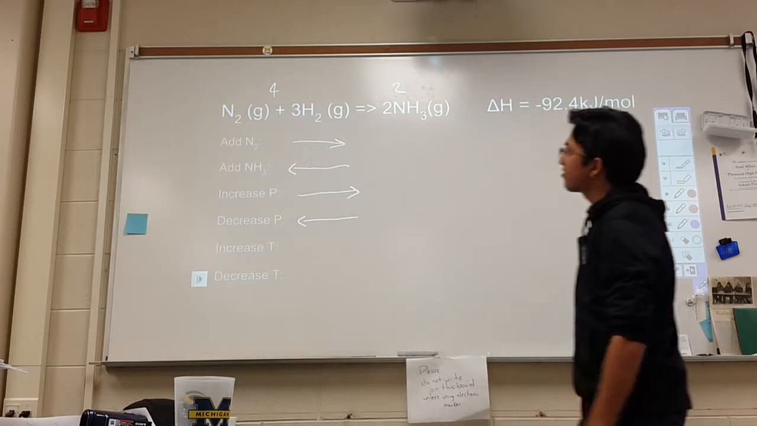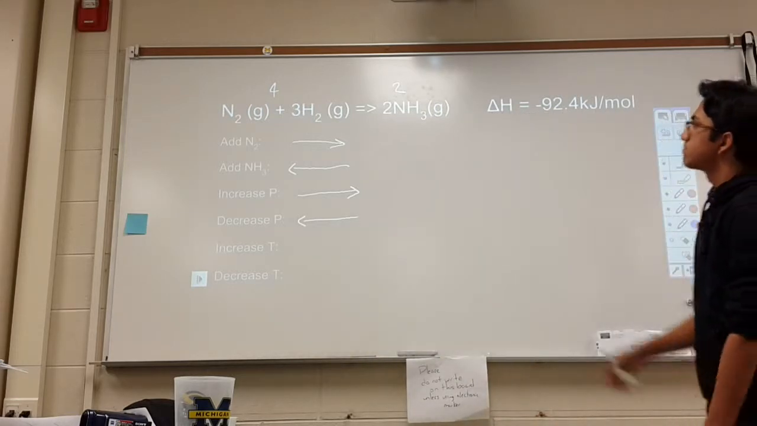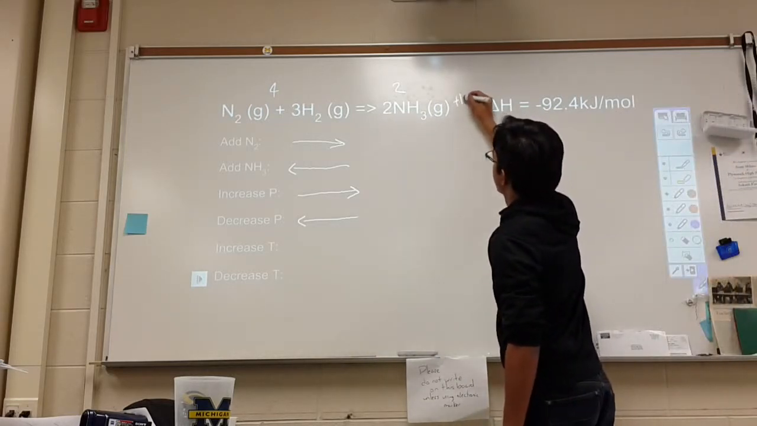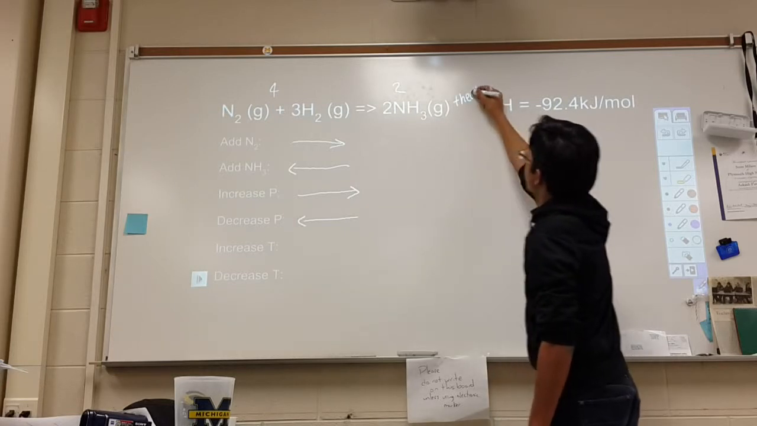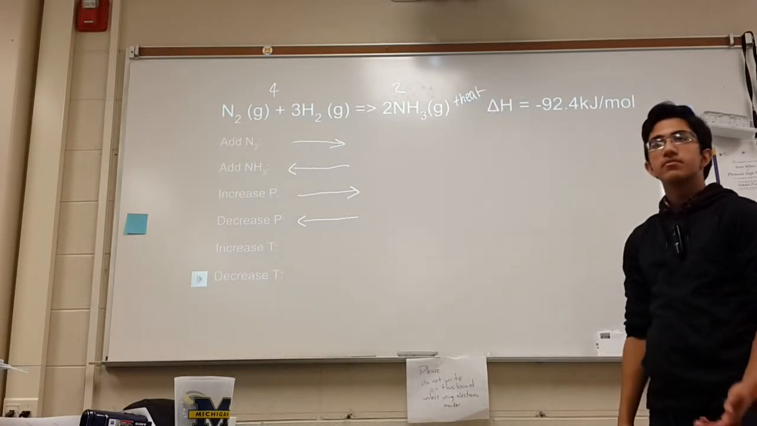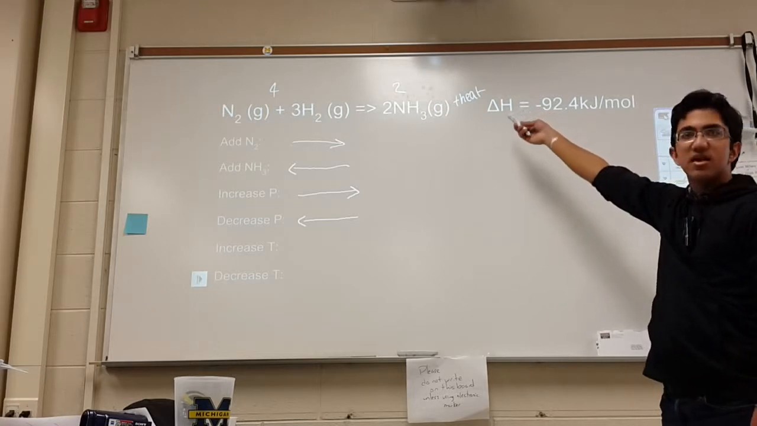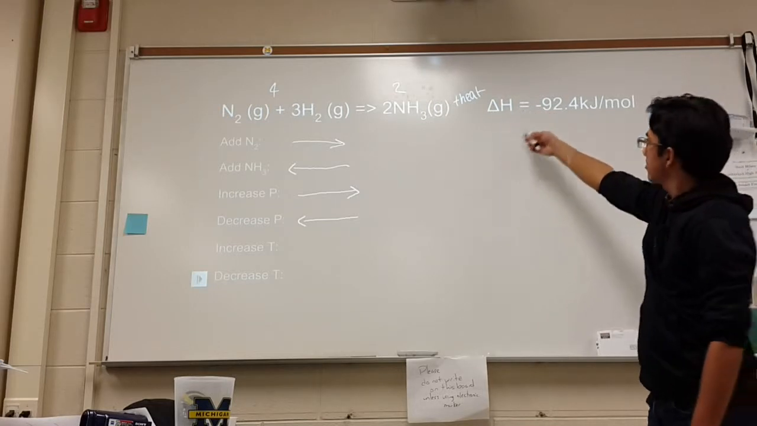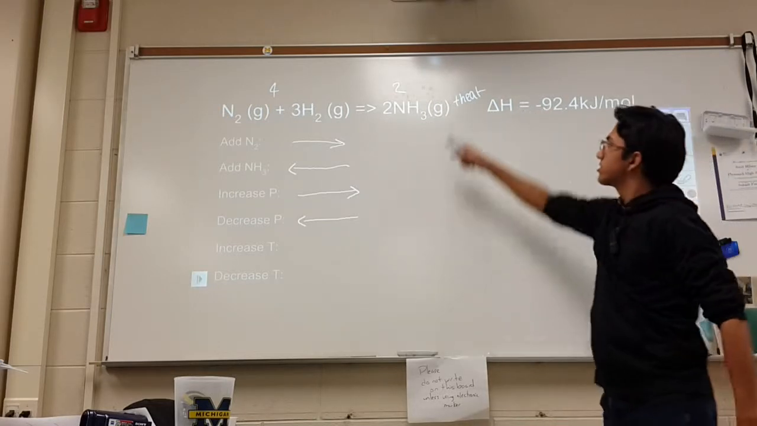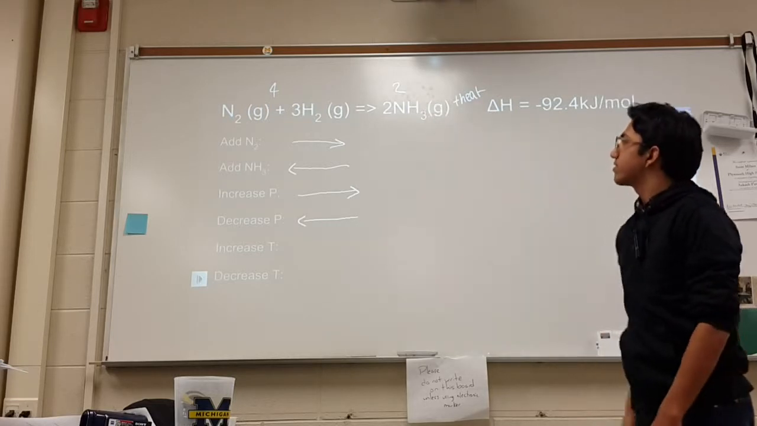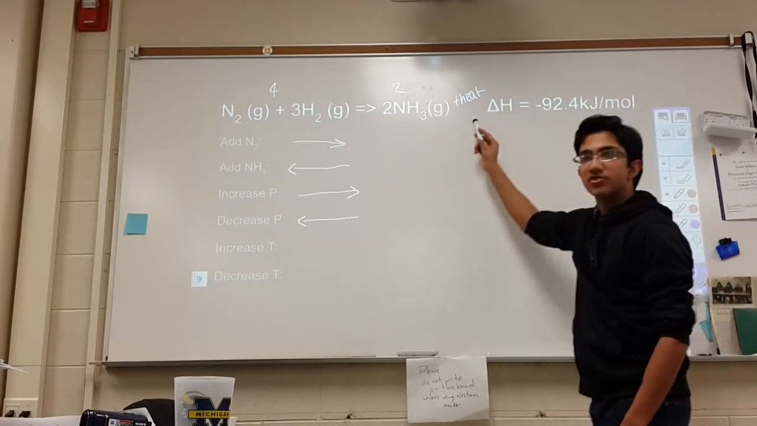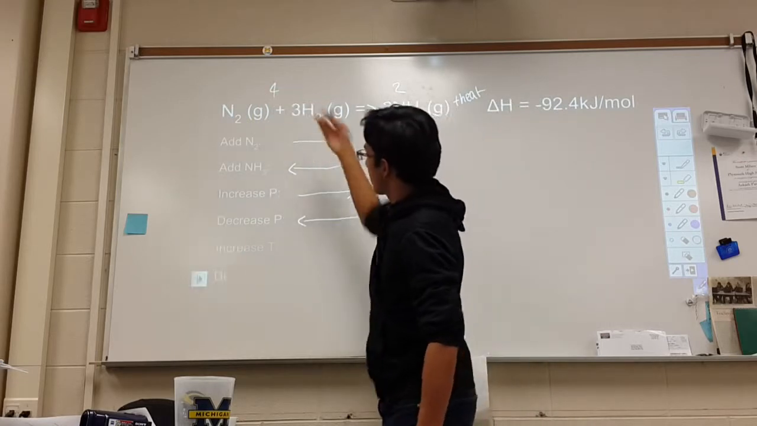And if I increase my temperature, left. Why is it going to be to the left? Because the heat is being released, so it's like you're putting heat into the products. We're treating heat like a product. Since it's exothermic, since we're releasing heat, we put heat in our reaction here. If I increase my temperature, I'm increasing heat, which means it's going to go that way.